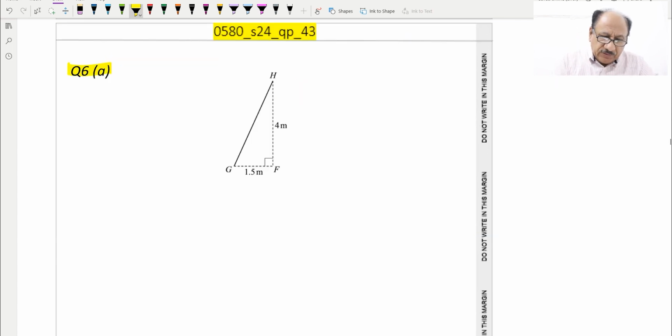Question number 6a, a diagram is provided which is not to scale, and the question says the diagram shows a ladder which is GH. So this one is the ladder, on horizontal ground leaning against a vertical wall HF. So HF is a vertical wall. GF is equal to 1.5 meters and HF is equal to 4 meters. This is the information provided. Calculate the length of the ladder.